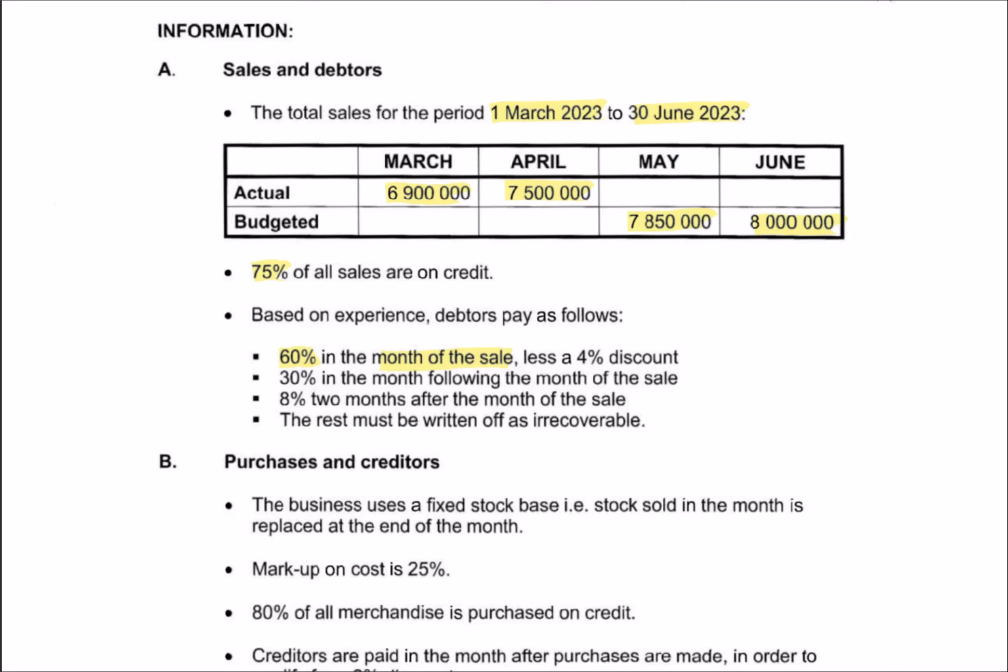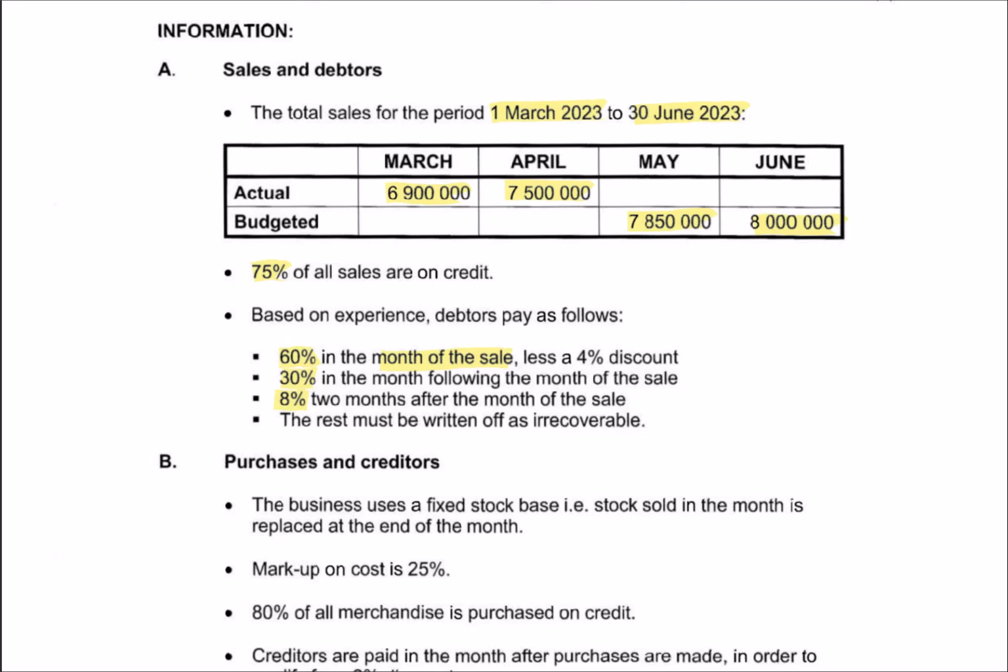Then less 4% discount. So if they pay in the month of sale, you deduct 4% discount. And then 30% pay in the month following the month of sale. That means if the purchase was made in March, 30% will be paid in April, right? Then 8% 2 months after. So if it's March again, 8% will pay in May, 2 months after the month of sale. Then the rest must be written off as irrecoverable, right?